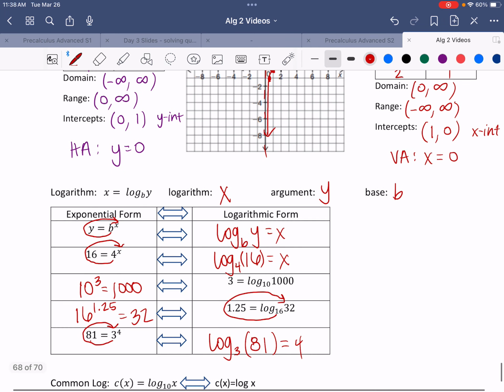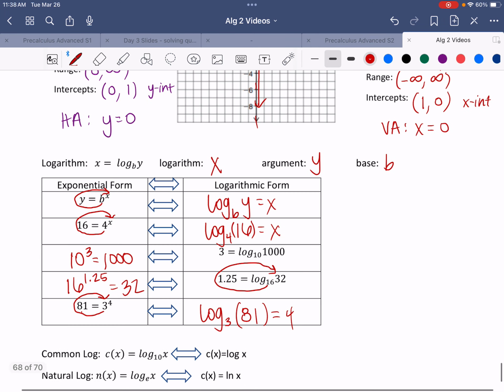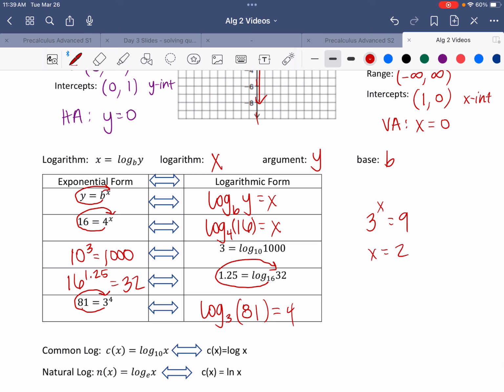And one reason that logs exist is just to help you find exponents that you wouldn't be able to find anyway. So, for example, if I say 3 to what power equals 9, you know that x is going to be 2. 3 squared is 9. But if I say 3 to what power is 7, well, it's less than 2. So a log would help us figure that out. It would be log base 3 of 7 equals x. And then this would be something that we could type in our calculator to come up with the answer.